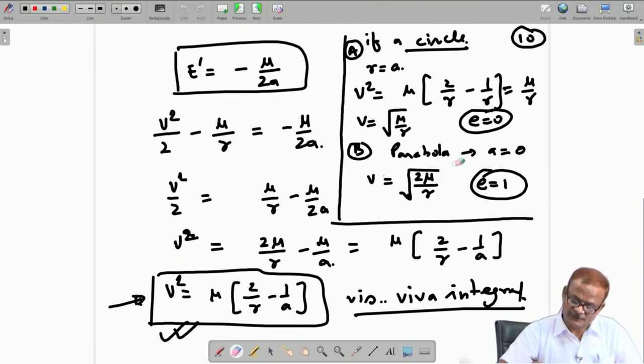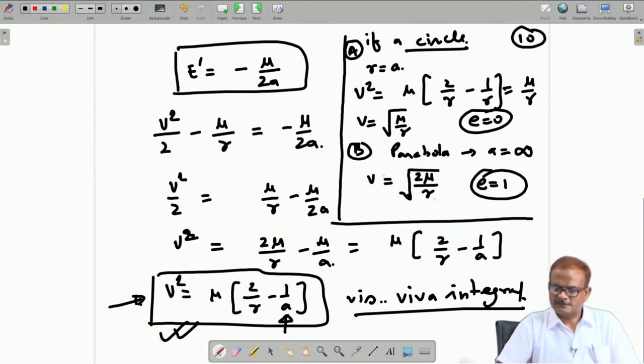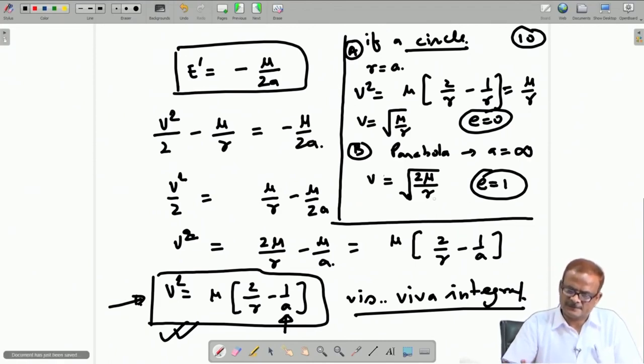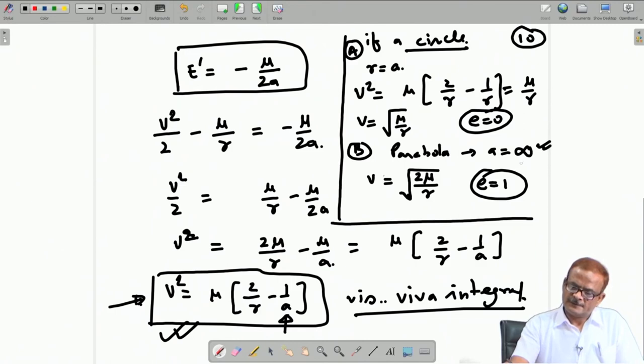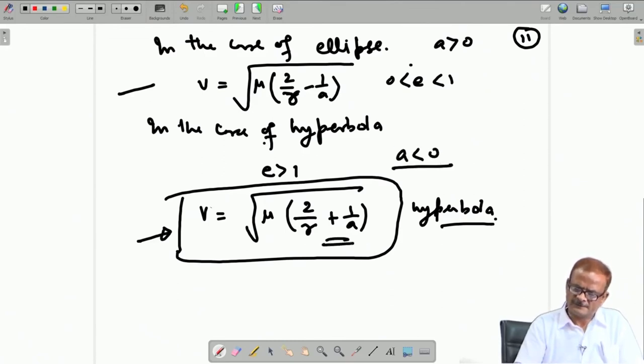In the case of parabola, A equal to infinity, what we have written, see these are the mistakes which take place after getting tired. A equal to infinity, and therefore if you put A equal to infinity here, this part vanishes, and you get 2 mu by R. If A equal to 0, that becomes infinity, it is absurd. So, A equal to infinity in this case; in the circle R equal to A; in the case of hyperbola A is negative; in the case of ellipse A is positive. Here A is less than 0, and therefore we write it with a plus sign.